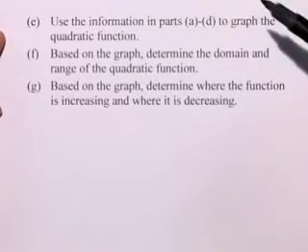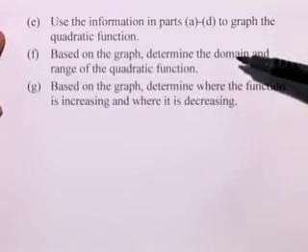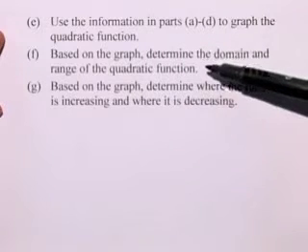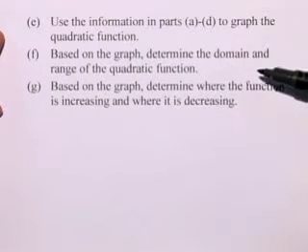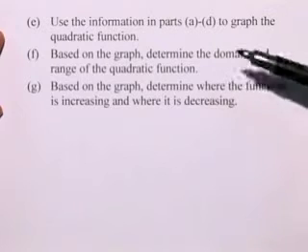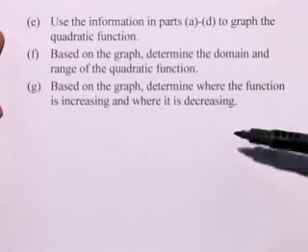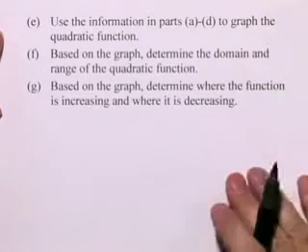In part E, we want to use the information that we just found in parts A through D to graph the quadratic function. After we've got the graph, in part F, we're going to use that graph to determine the domain and the range of the quadratic function. And then in part G, use the graph to determine where the function is increasing and where it's decreasing. So we'll go ahead and sketch that graph.